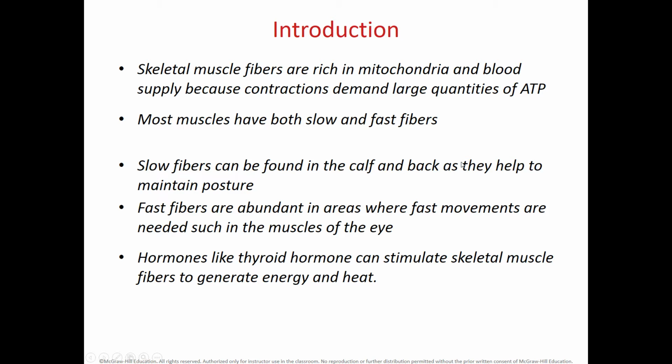So the skeletal muscle fibers, if we recall from the muscular tissue chapter, have a vast number of mitochondria and blood supply because they are constantly contracting and they demand large quantities of ATP. Most of our muscles have both slow and fast fibers. The slow fibers can be found in muscles that maintain posture, like the calf and the back muscles. The fast fibers are located in areas where we perform fast movements, like the muscles in our eyes.